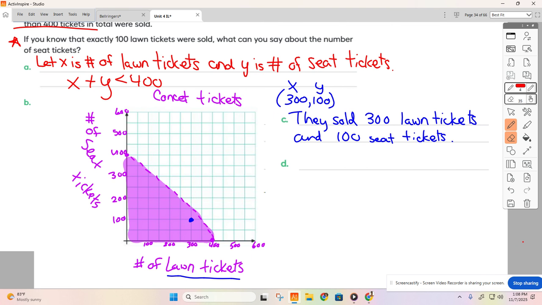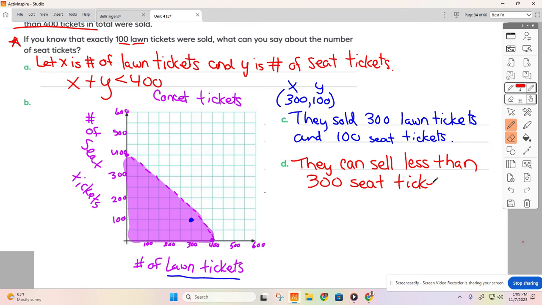How many total tickets? Less than 400, right? They already sold 100 lawn tickets. Oh, 300. So that means they can sell less than 300 seat tickets, because they've already sold 100 lawn tickets.